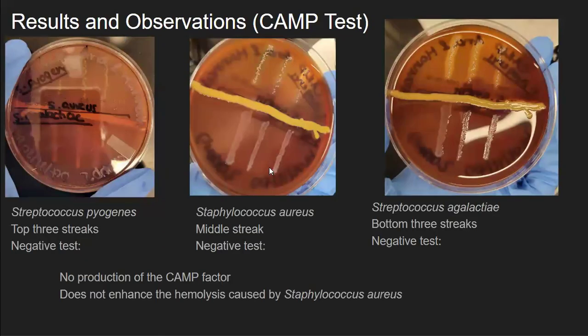Results and observations for the CAMP test. Streptococcus pyogenes, the top 3 streaks, was a negative test. Staphylococcus aureus, the middle streak, was a negative test, and Streptococcus agalactiae, the bottom 3 streaks, was a negative test. Therefore, there was no production of the CAMP factor, which means it does not enhance the hemolysis caused by Staphylococcus aureus.